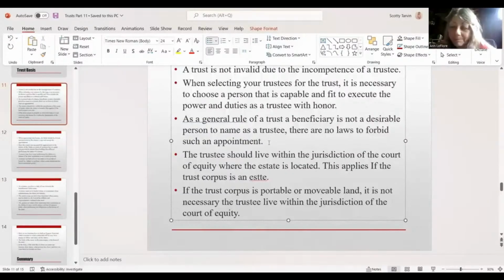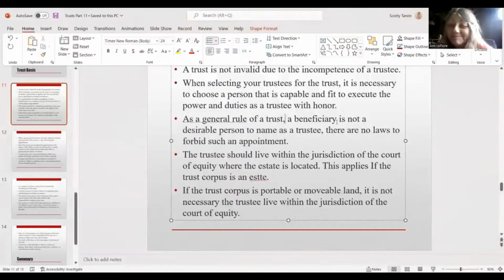Reread that. As a general rule of a trust, a beneficiary is not a desirable person to name as a trustee. There are no laws to forbid such an appointment. So basically, the trustee and the beneficiary. You know why they say that?